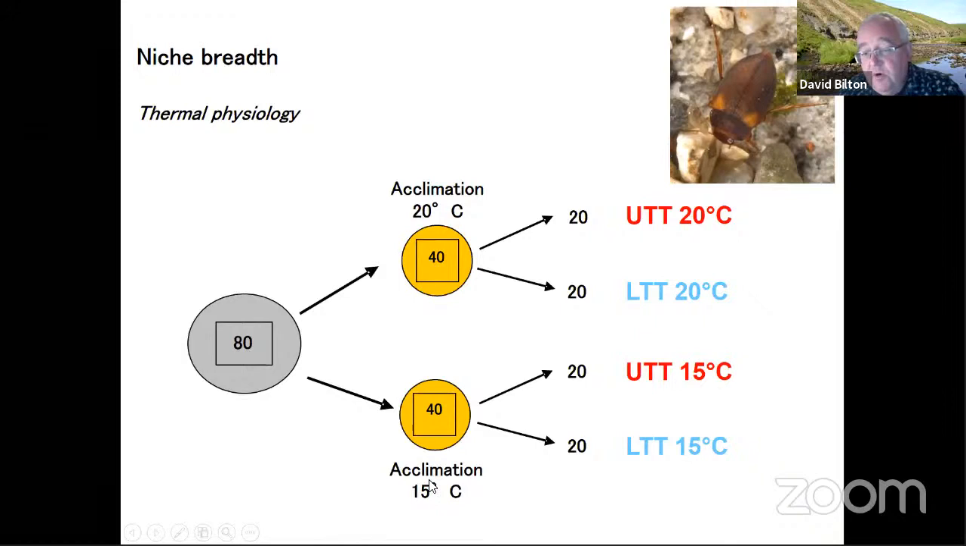Then from each of these acclimation groups we looked at the upper thermal tolerance and the lower thermal tolerance, UTT and LTT. So we had relatively large numbers where we estimated their upper lethal limits and their lower lethal limits. And because we acclimated them at two different temperatures, we could also look at the effect of acclimation, the effect of previous exposure to relatively warm temperatures versus more benign, average, ambient temperatures.